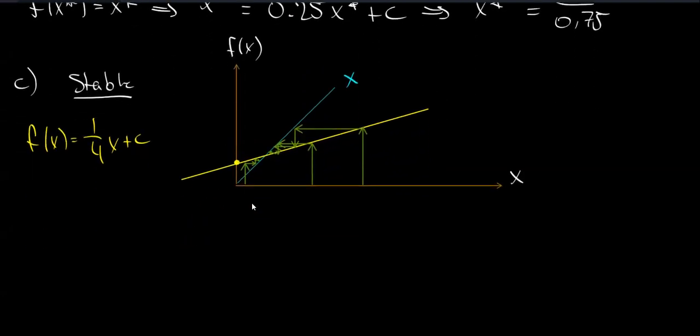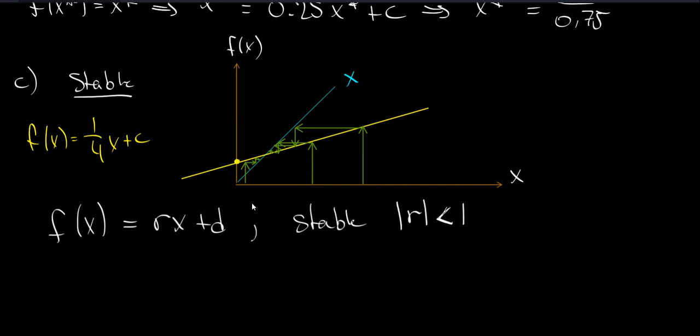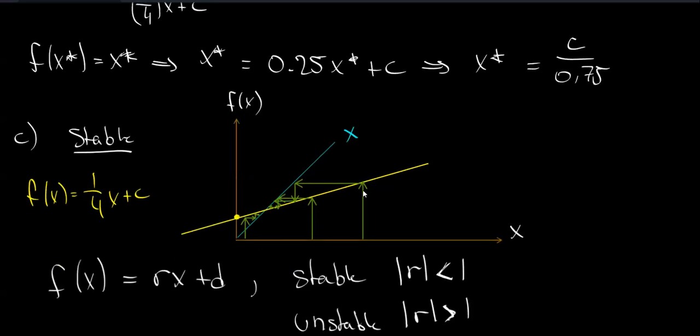And as a general rule, you can remember that if your updating function is of the form f of x equals rx plus d, and again it doesn't matter what d is, you will always be stable if the absolute value of r is less than 1. And you will be unstable if the absolute value of r is bigger than 1. Okay, that's it. Because it would be steeper, right?